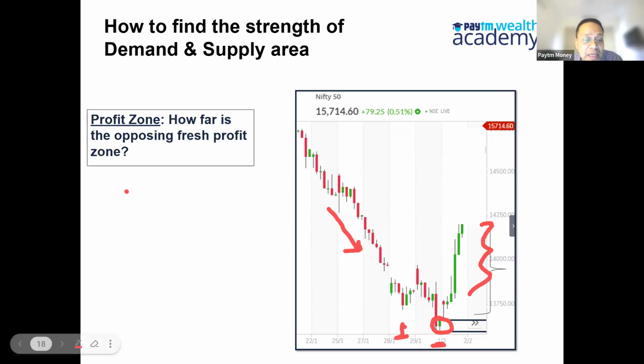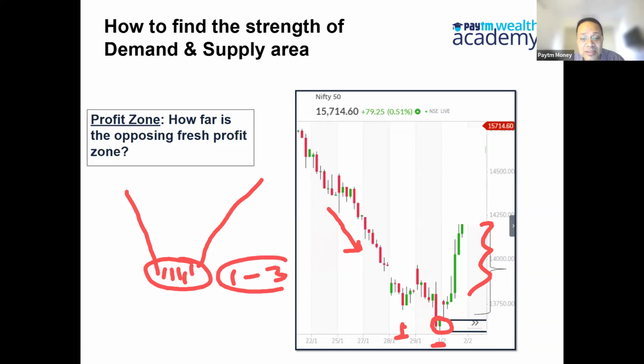Now, many times what happens, price comes down, then 1 candle, 2 candle, 3 candle, 4 candle, 5 candle, and then price goes up, right? So if the price spends too much time here in the base, then we will not consider it a zone. So there should be a 1 to 3 candle base. I hope this point is clear now. Can you give me a quick check in the chat box?